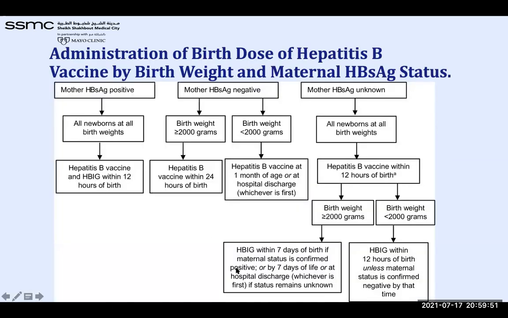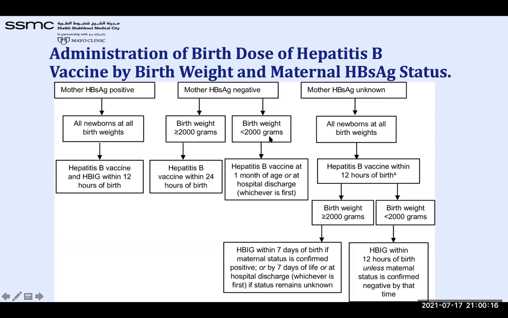So this is the algorithm, very simple. If the mother is HBs surface antigen positive, all newborns at all birth weights, you should give hepatitis B vaccine and immunoglobulin within 12 hours of birth. If the mother is HBs surface antigen negative and birth weight is more than 2 kilograms, then you should give hepatitis B vaccine within 24 hours or before discharge.